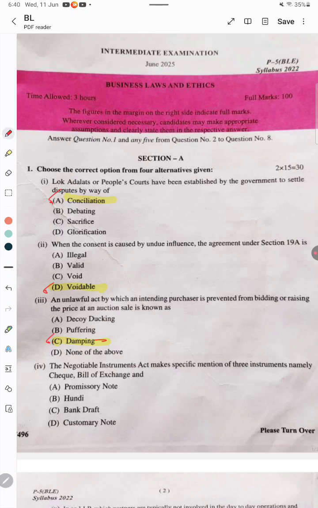And then: the Negotiable Instruments Act 1881 makes specific mention of three instruments. As per the Negotiable Instruments Act, there are three instruments: cheque, bill of exchange, and promissory note. So, cheque and bill of exchange are given in the question itself. The other one, promissory note, is the correct answer. So, A is the correct answer. Make note of it.